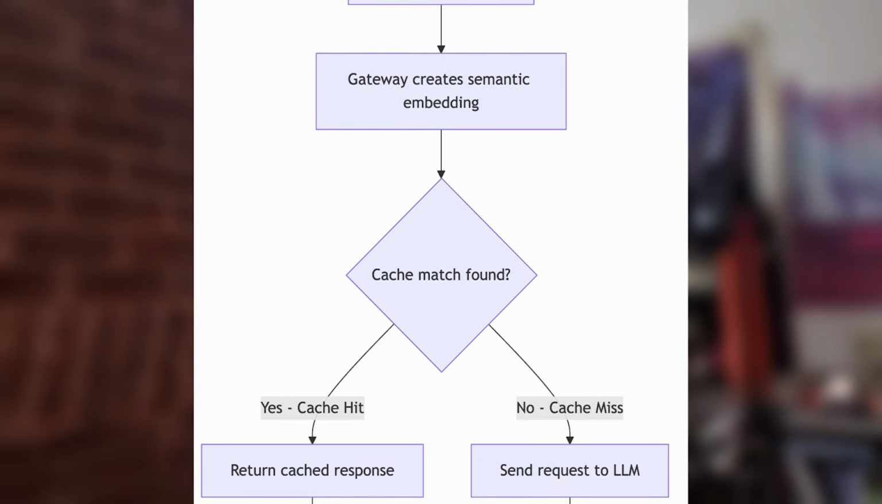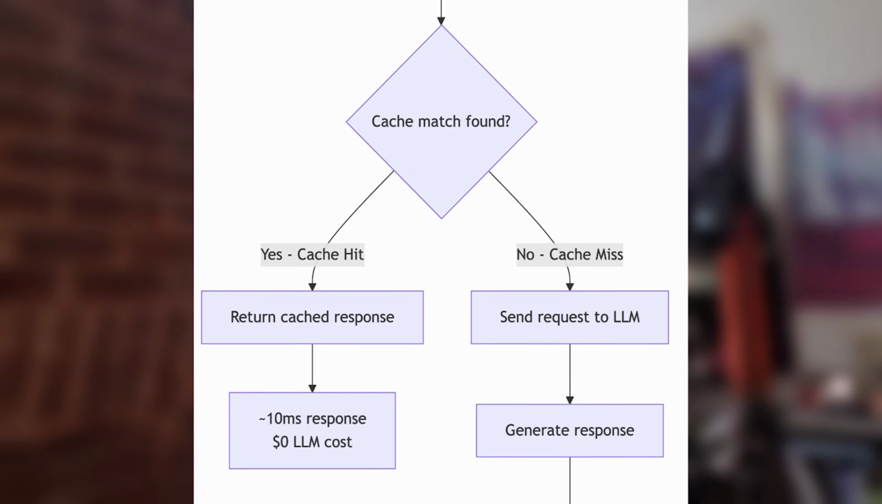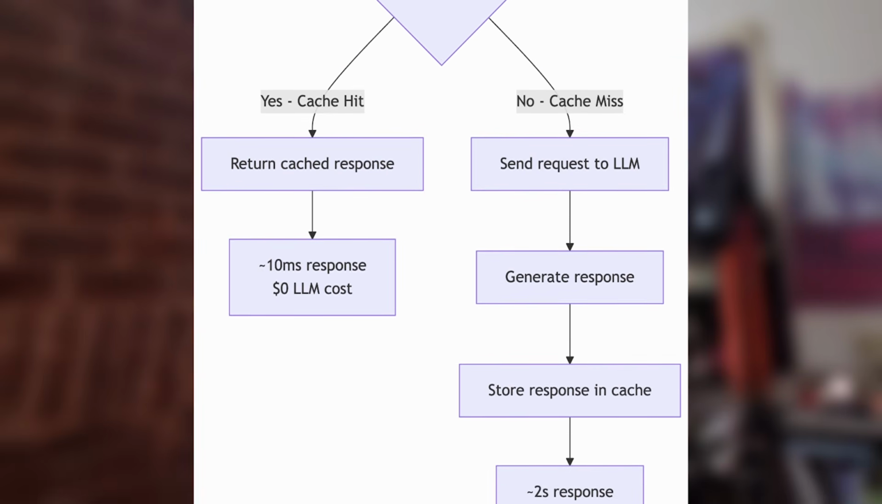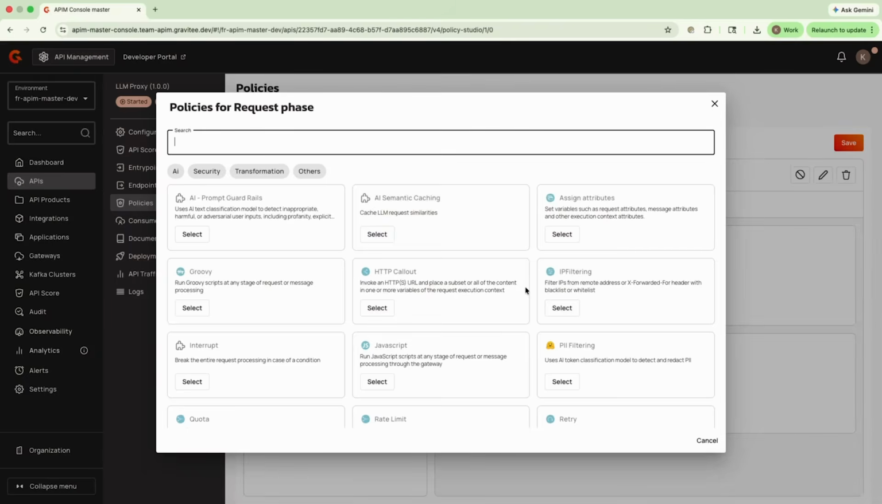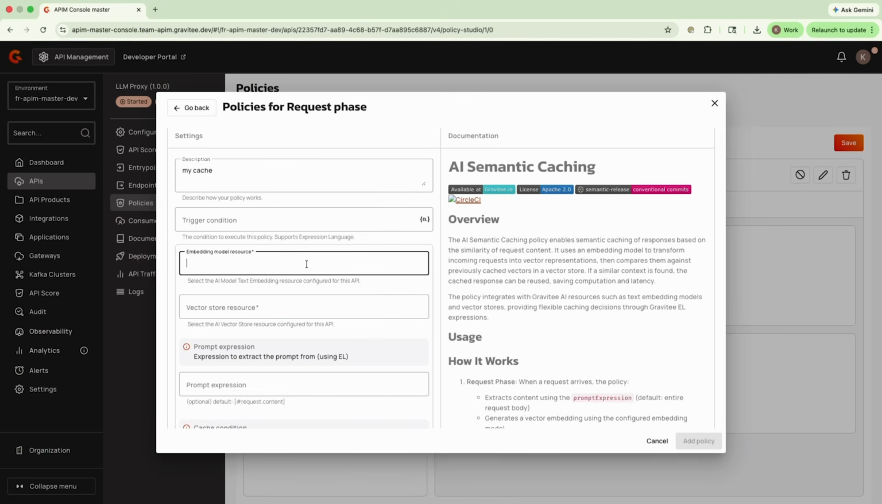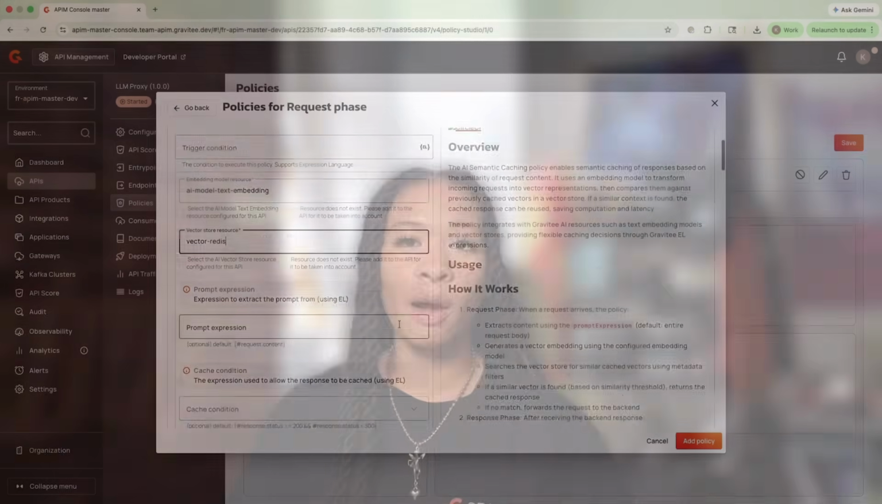Here's how it works. A prompt comes in, the gateway converts it to a vector embedding, compares it against cached embeddings stored in a vector database, and if a close match is found, it returns the cached response. No model call needed, no extra tokens. The result is lower cost and faster responses. For teams scaling AI workloads, this layer pays for itself quickly.